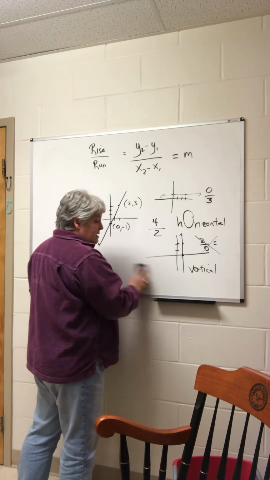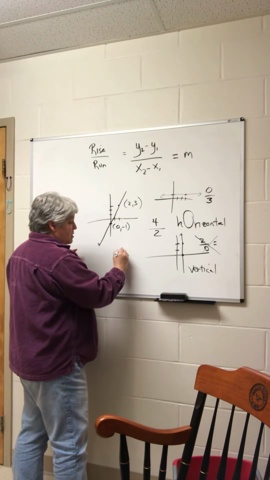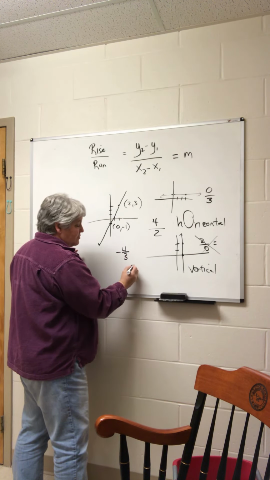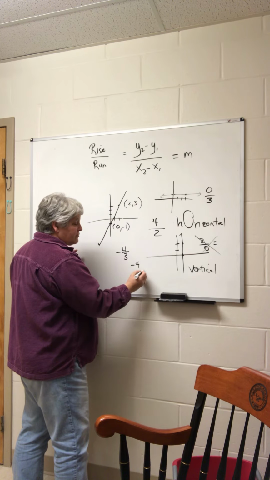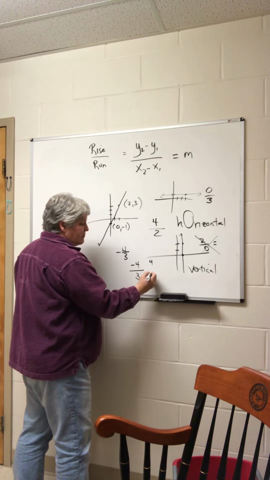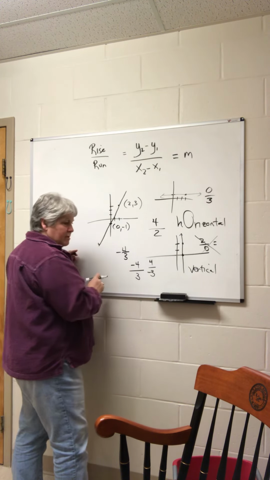If a slope is negative 4/3, you can assign the negative sign to the top of the fraction, or you can assign the negative sign to the bottom of the fraction. All of these are the same number as each other.